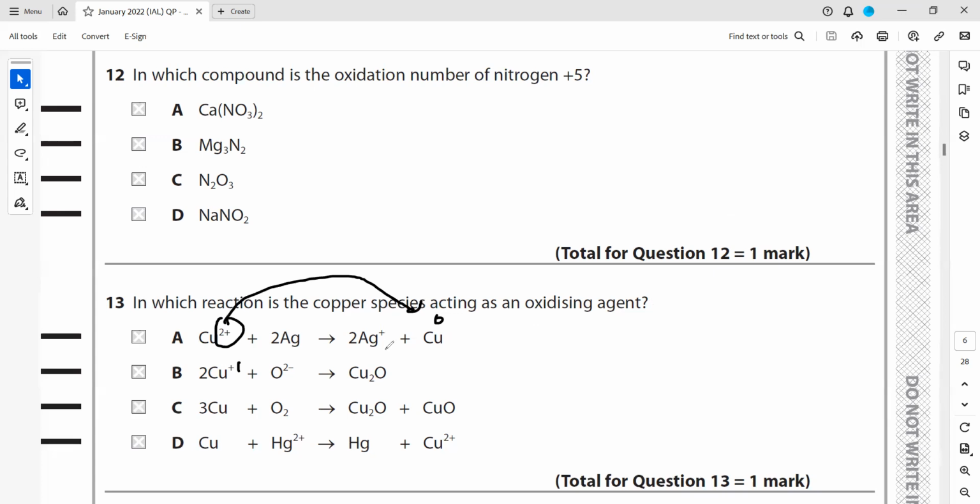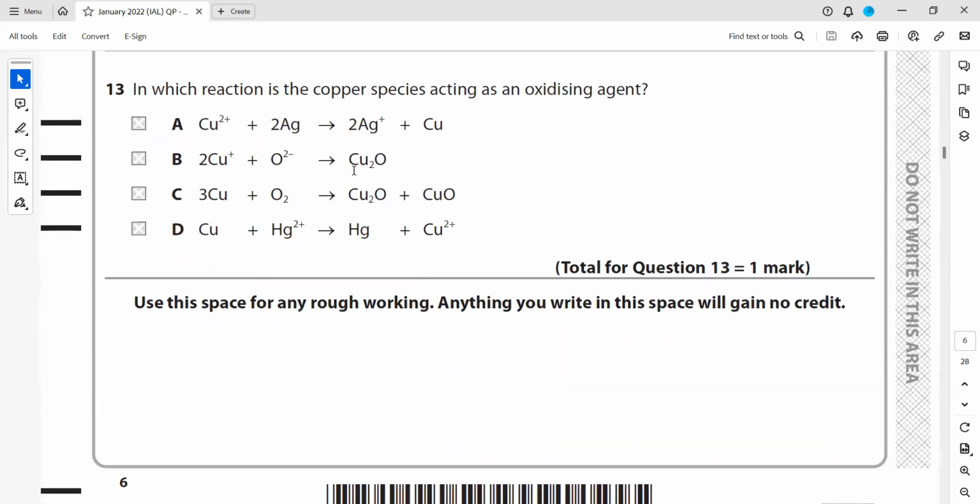What about this one? This is +1 and here each oxygen is -2. Two of the copper will be +2, so each will be +1. So +1 remains, no change. Here it is 0 and here it is +1. Two are +2, each is +1. So this is also oxidation. But we want reduction because in an oxidizing agent, reduction happens. And here copper is 0, here copper is +2, so this also changes oxidation. But we want reduction. That's why A is the right answer. In a reduction, the oxidation number should decrease.